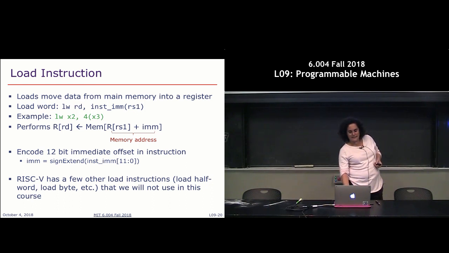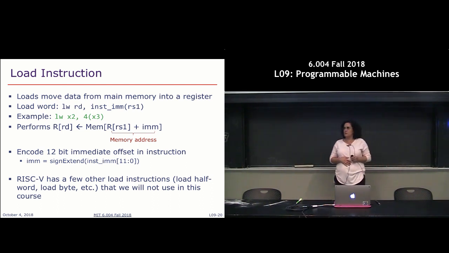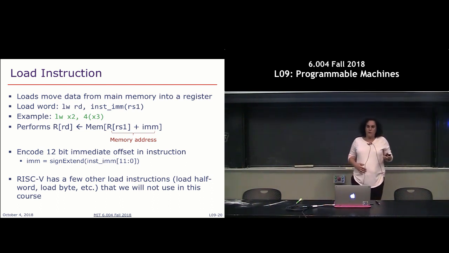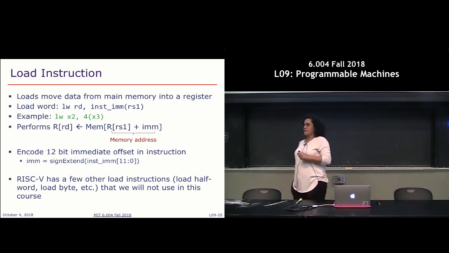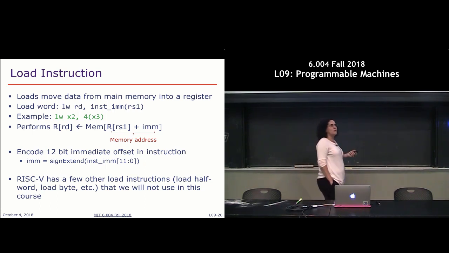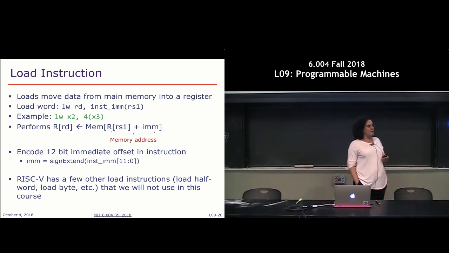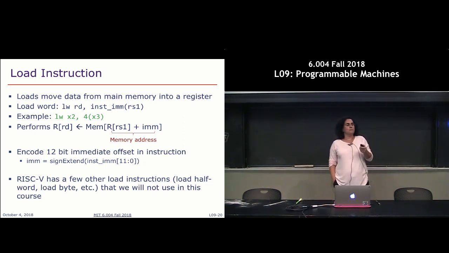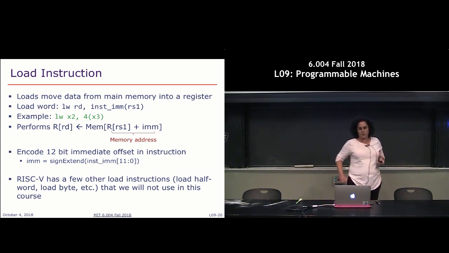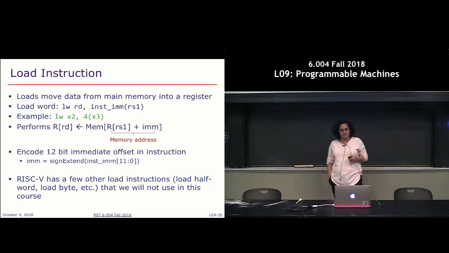All right, so if I look at this example here, this is telling me that I'm going to take the contents of register X3, add 4 to it. That's going to be the address of the location in memory that I'm going to access, and then whatever is stored at that location in memory is going to get loaded into my X2 register. Okay? So just like the register immediate operations, we have 12 bits of constant available for our immediate. And so once again, our 12 bits are going to get sign extended in order to produce this 32-bit value that gets added to our register.